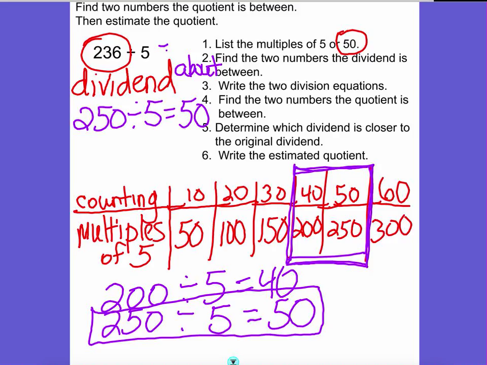236 divided by 5 is about 50. About. All right.